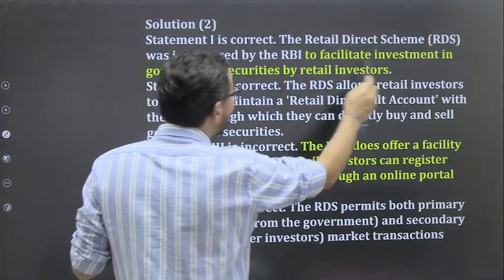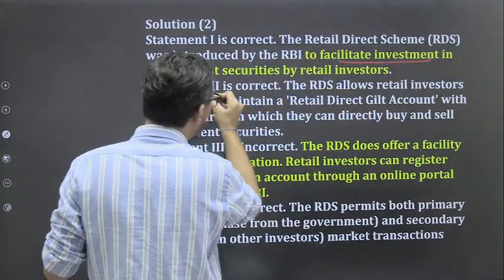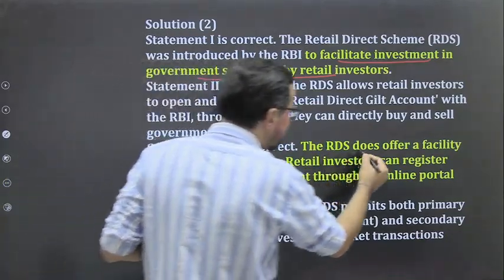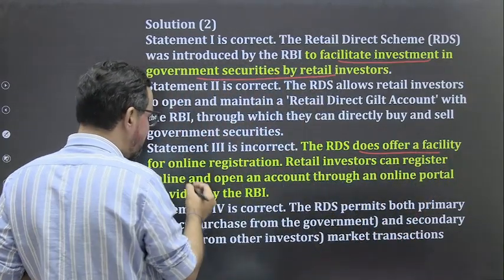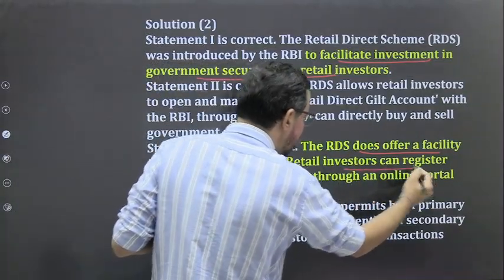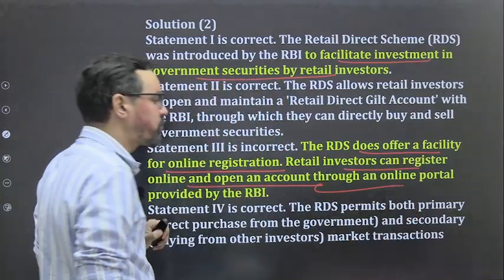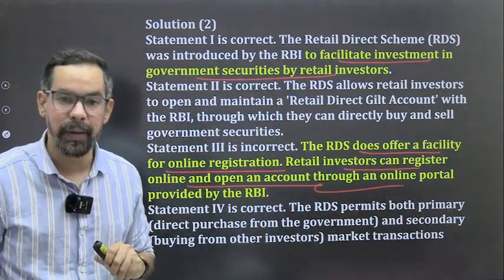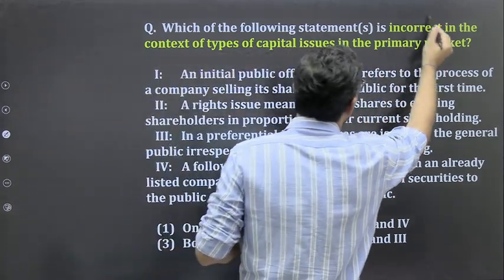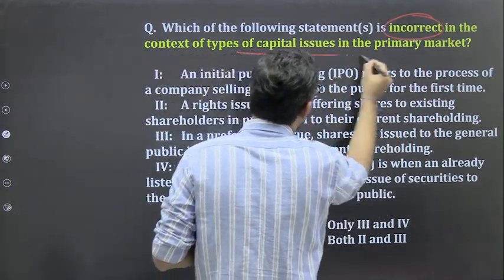So, the Retail Direct Scheme was introduced by RBI to facilitate investment in government securities by retail investors. The RDS does not offer a facility for online registration. This is wrong. A retail investor can register online and open an account through an online portal provided by the RBI itself.